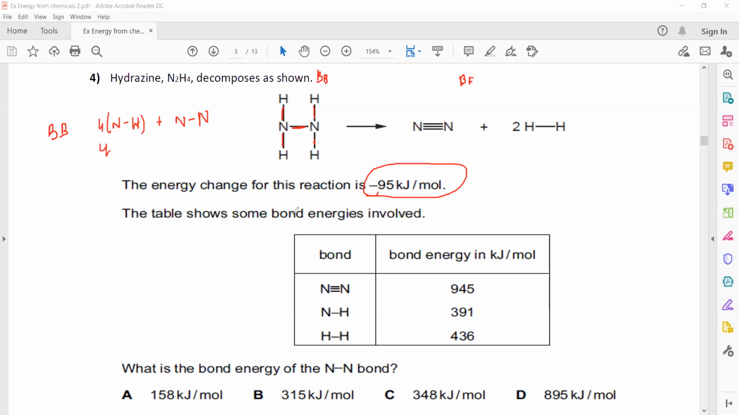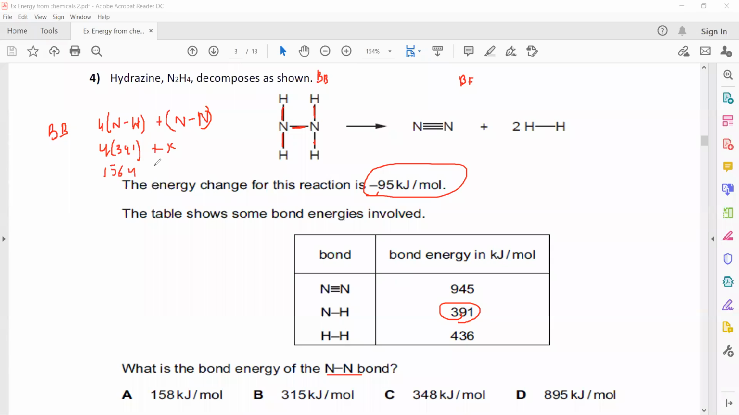So the nitrogen and hydrogen bond energy is 391. So 4 multiplied by 391, and the nitrogen-nitrogen bond energy we don't know. That's what we have to find, so this one is X, or unknown. 4 multiplied by 391. What's the answer? 1564.